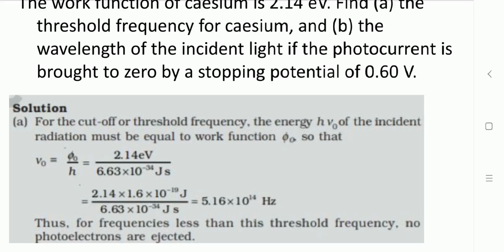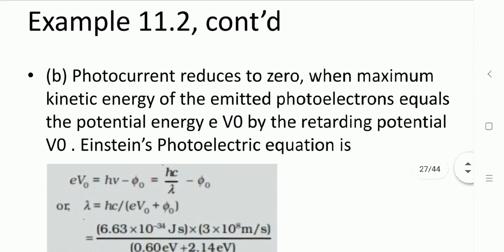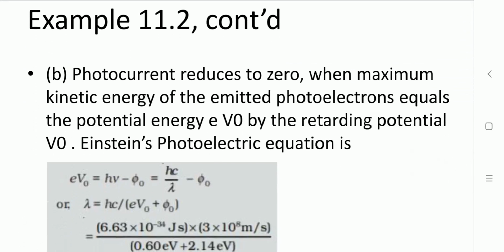Now, next we want to calculate the wavelength of the incident light. For that, we have the equation: the photocurrent reduces to zero when the maximum kinetic energy of the emitted electrons equals eV0. So here this retarding potential V0 we want to use. That equation is eV0 equal to hv minus phi0.